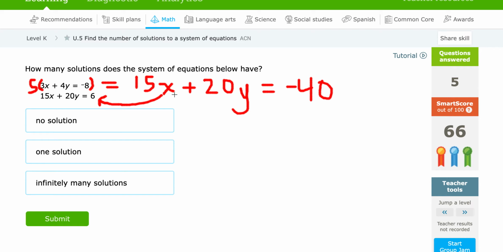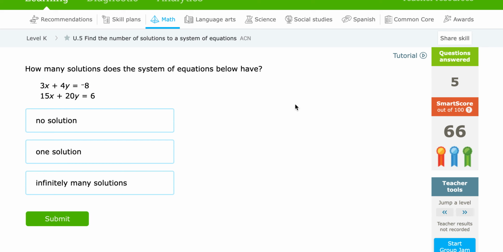So if I were to change these into slope-intercept form, I would subtract 15x from both sides, divide by 20y in both cases, and I would end up with the same slope. However, I would end up with a different y-intercept. Because when I do -40 divided by 20, I'm going to get something different than if I do 6 divided by 20. That's where my y-intercept comes from. So these lines are examples of lines that, if I were to rearrange them into slope-intercept form, would have the same slope, but a different y-intercept. That means they are parallel lines that will have no solution.